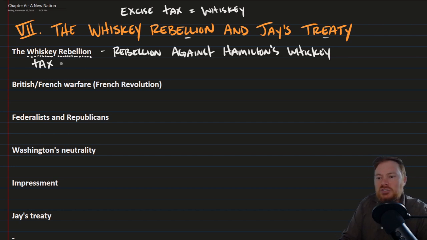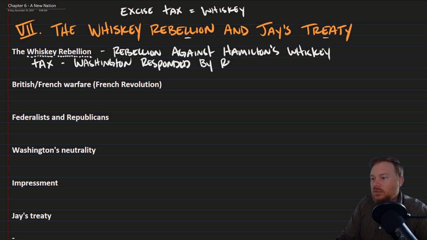And George Washington responded to the Whiskey Rebellion in a very strong way to show that the U.S. Constitution was prepared to deal with any sort of internal shenanigans. And that is to say, Washington responded to this rebellion by raising, again, remember the new U.S. Constitution gave even greater power to conscripting a military force. Washington responded by raising 13,000 troops.